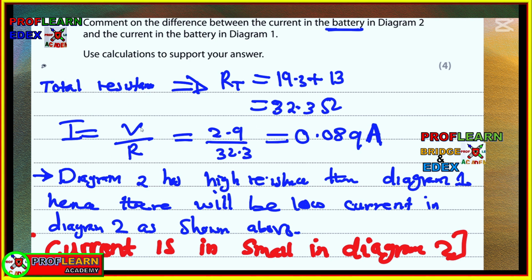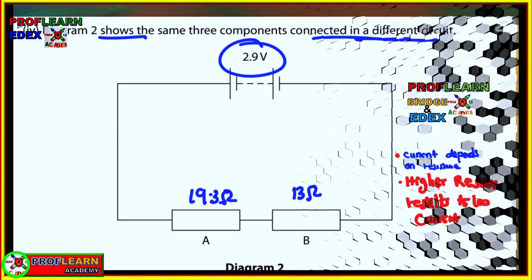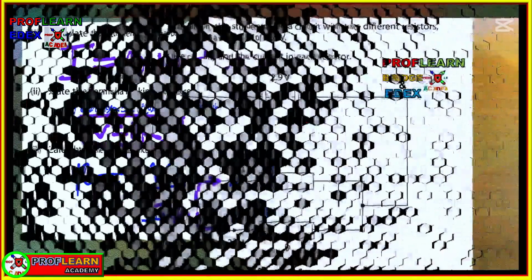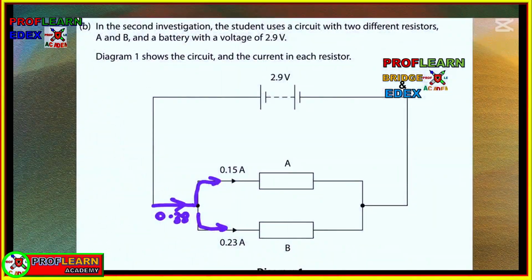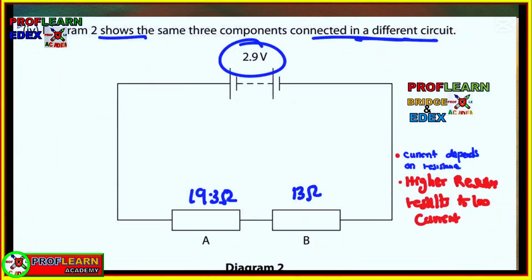Then we can work out the current, because current is voltage divided by resistance, and that becomes 0.089. So you can see in diagram 2, we are going to have higher resistance, so less current will be able to flow in that circuit than diagram 1, where the components were arranged in parallel. When you have components arranged in parallel, you are going to have low resistance. So we need also to check the next part of the question.